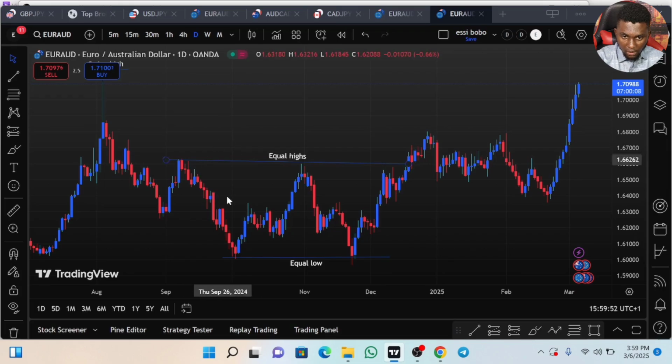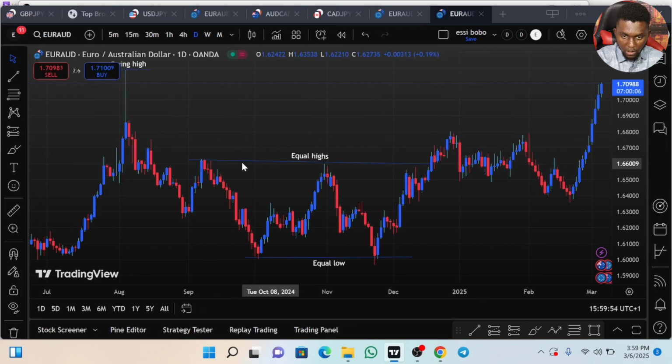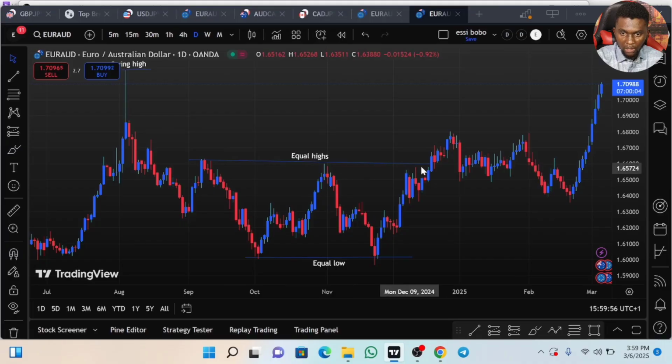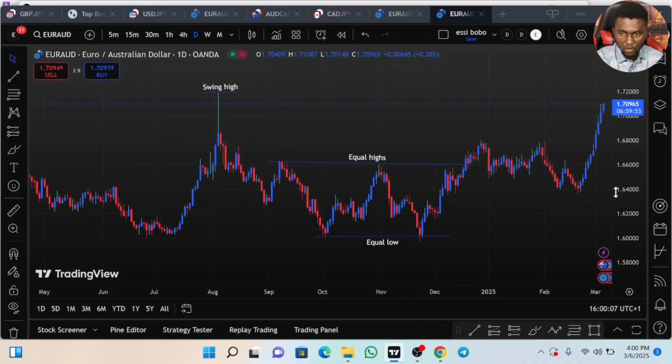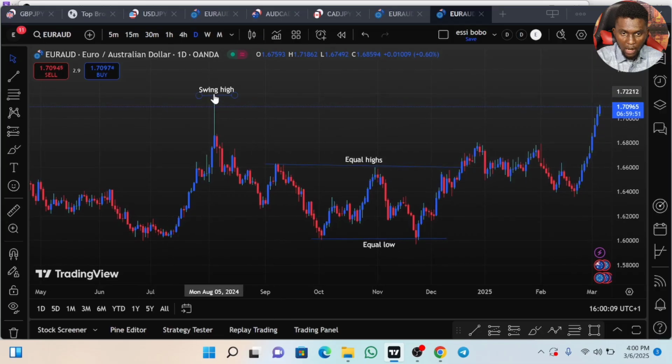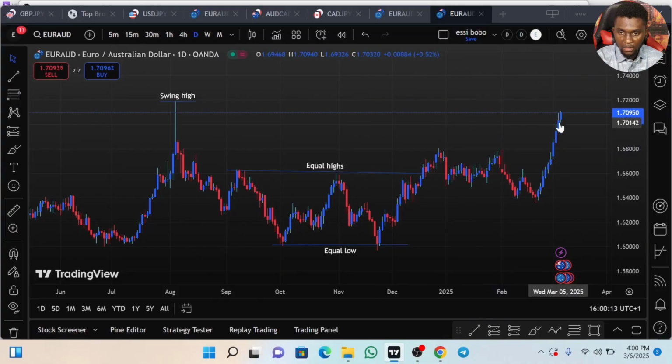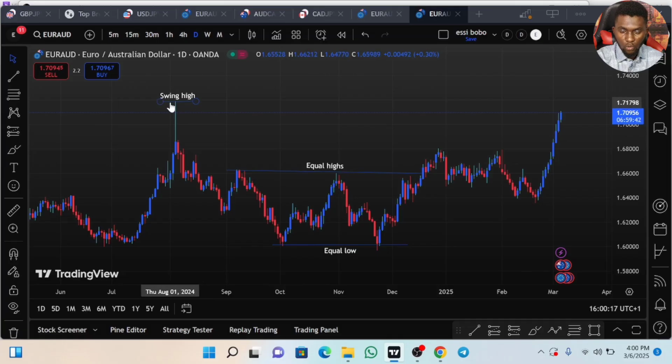All right, look at this. This is external liquidity. We have equal highs here that we are taking out. This high actually took this high. Look, we have equal lows. This low took this low. That's external liquidity. We also have a swing high. Look at this swing high. It took liquidity, and that is external liquidity. And look at this. It is also obvious that this is reaching for this high to grab external liquidity also.